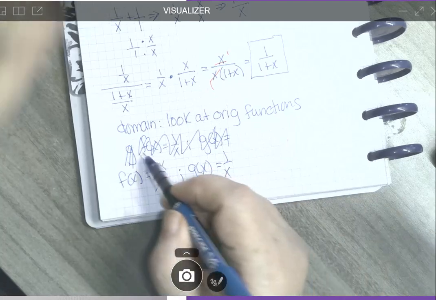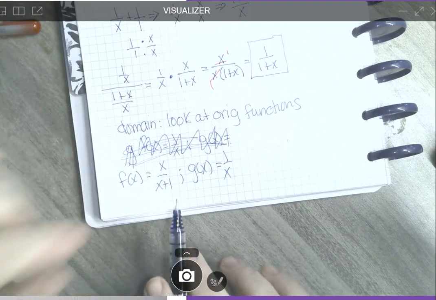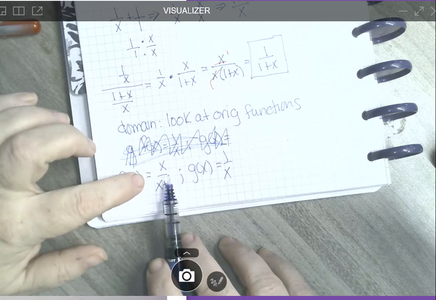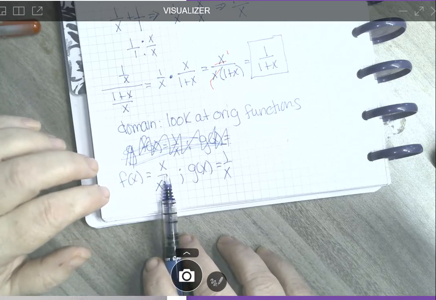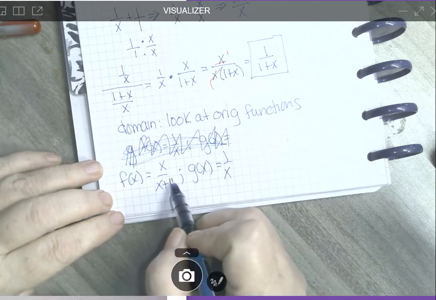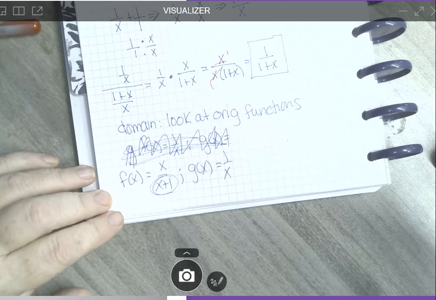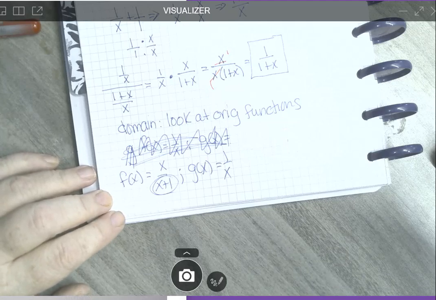Now, when we're looking at this, we don't necessarily care what's in the top, or the numerator, unless it's something weird like a square root. But we have an x up there, so we're not going to worry about that. All we're going to worry about is the denominator here, okay? I'm going to pause for a second and get another piece of paper.